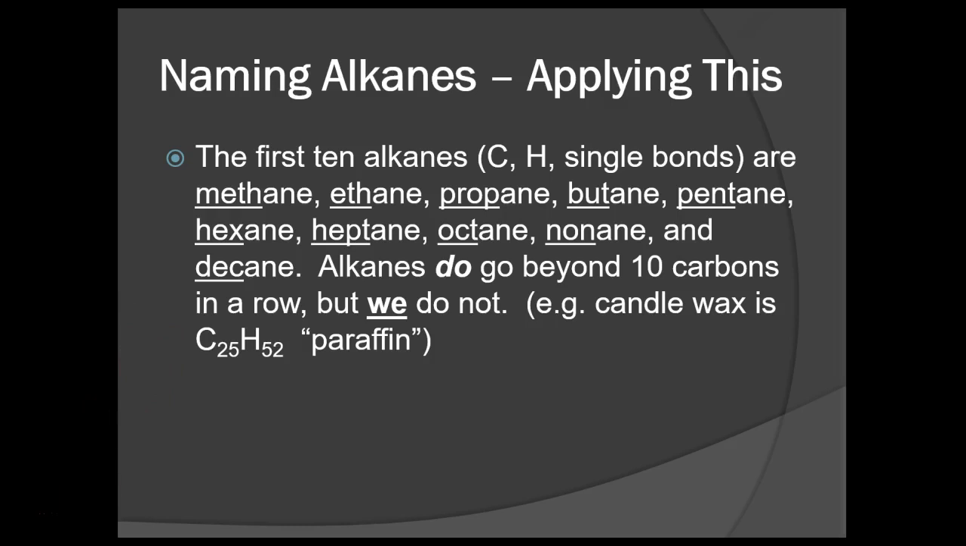So what I'm going to get you to do in a second here is draw out the first 10 of these, just to get practice at drawing again. The first 10 alkanes, ane, remember, referring to single bonds made of carbon and hydrogen, are methane, ethane, propane, butane, hexane, heptane, octane, nonane, and decane.